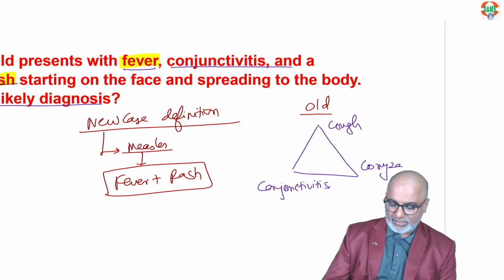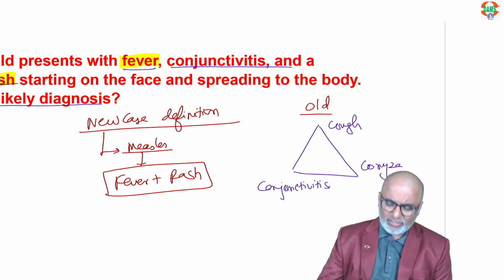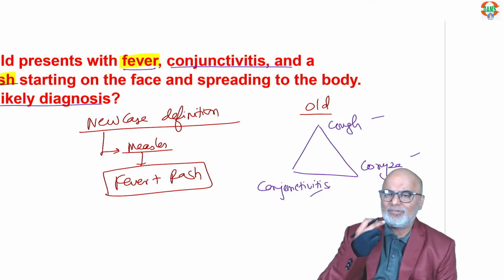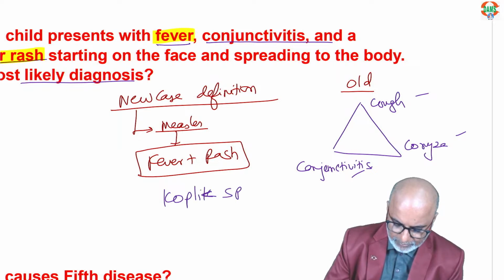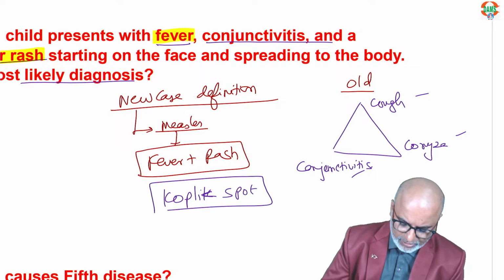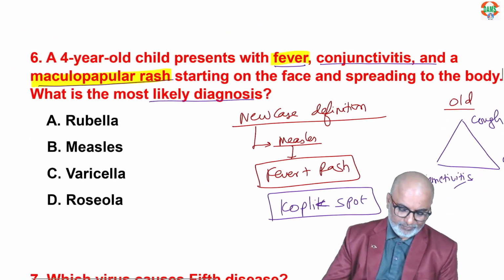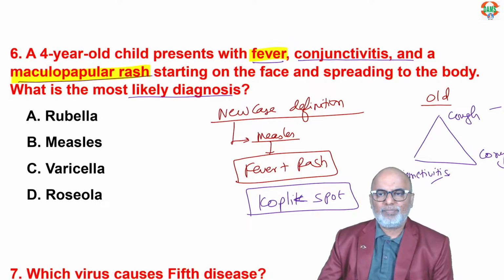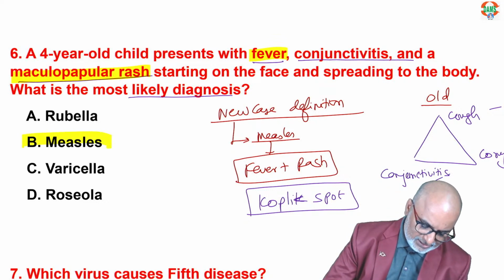Next, cough, coryza, conjunctivitis is the old definition, but those are the features. And in the oral cavity, you can get Koplik spots. So with fever, conjunctivitis, maculopapular rash, the most likely diagnosis is measles.